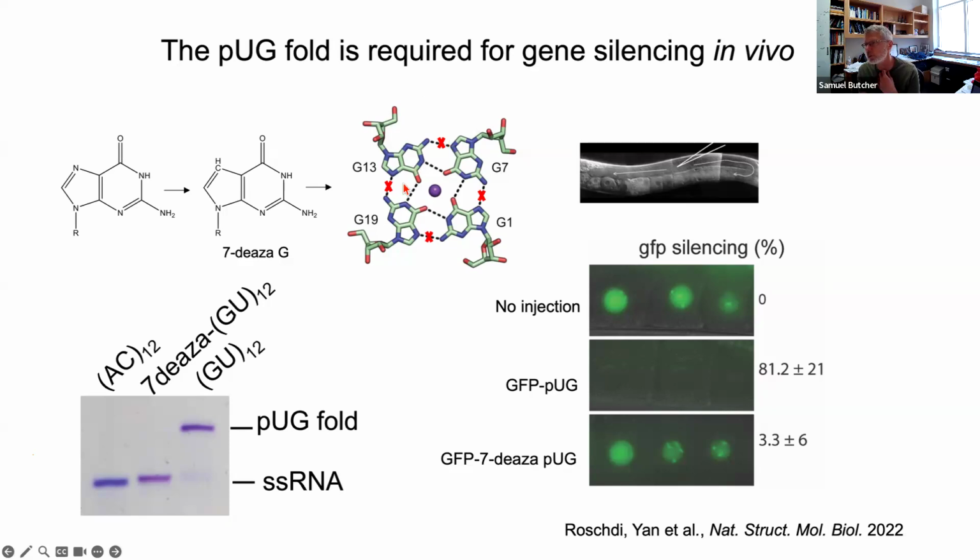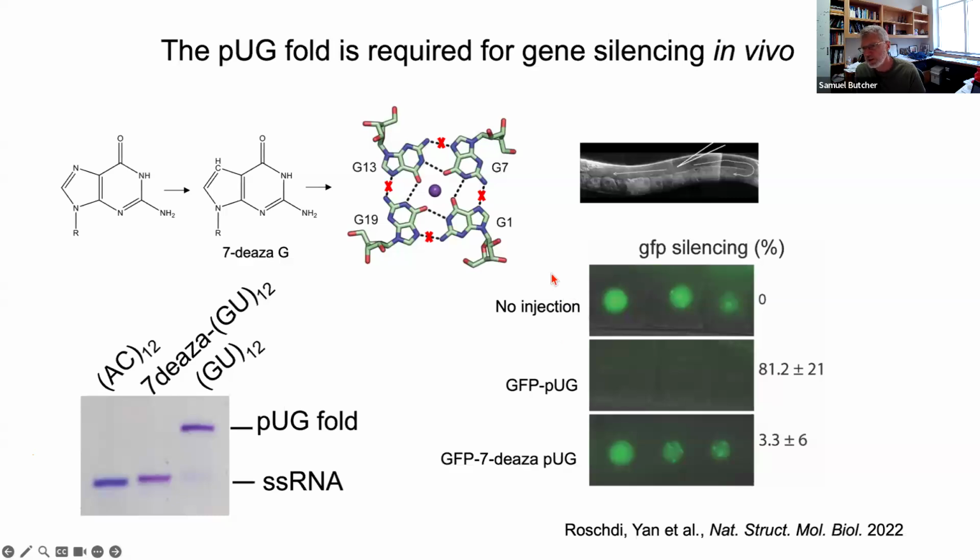I showed you it's unfolded by lithium. Also, the CD was characteristic of quadruplex. And so we could make, or basically just buy, atomically modified RNAs, 7-deoxyguanosine, which no longer have this N7 nitrogen. They have a carbon. And that knocks out 4 hydrogen bonds in a G quartet. And we can show that when we run an RNA on a native gel, it folds into a pug fold. If we look at a single-stranded control like AC12, it runs as a single-stranded RNA. And if we do the 7-deaza, it also runs as a single-stranded RNA.